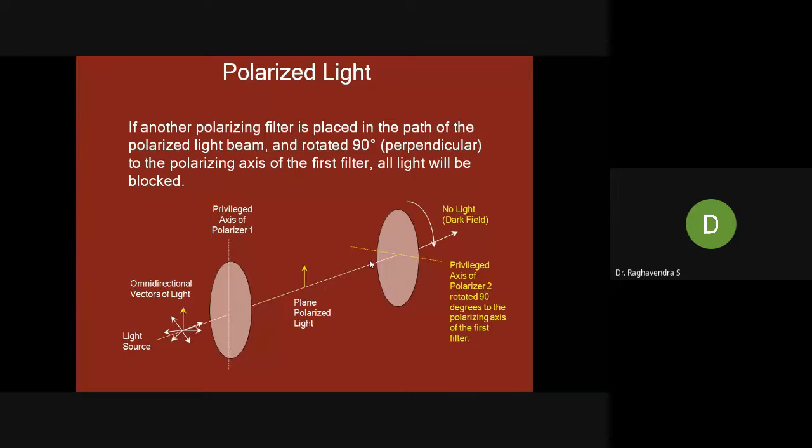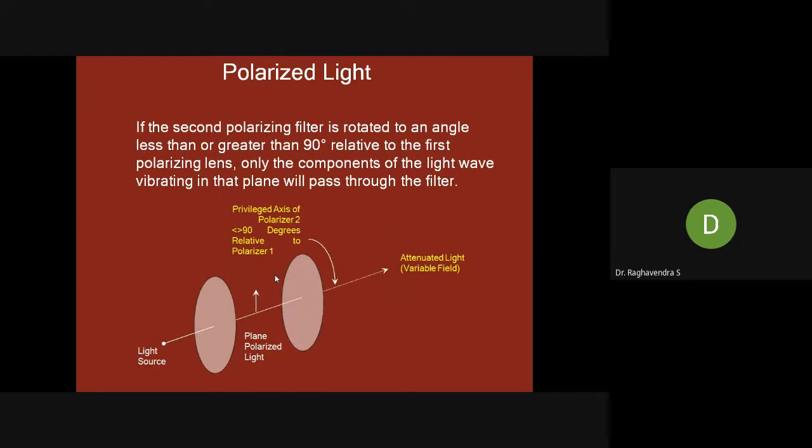Okay. So this is how we get it. That's the reason why they play with this polarizer. They'll keep it in different positions, and we'll take it. See, if the second polarizing filter is rotated to an angle less than or greater than 90 degrees relative to the first polarizing plane, only the components of the light waves vibrating in that plane will pass through the filter.